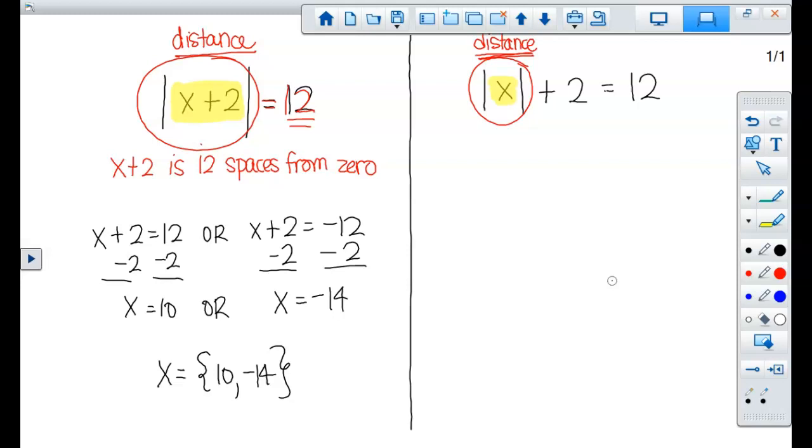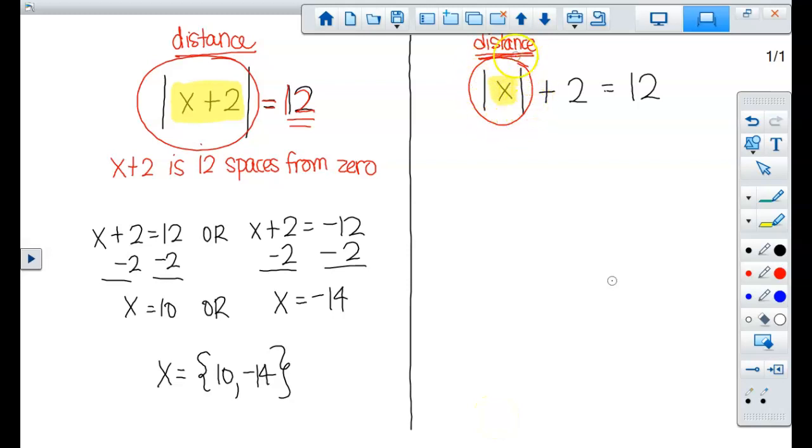So let's make sure we heard that and understand that, okay? When you have stuff like this plus 2 hanging around outside your absolute value bars, before you do anything else, isolate the absolute value, get it alone. So I want the absolute value of x to be alone. So how could I make that happen?